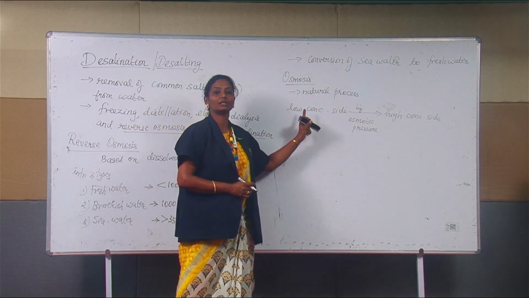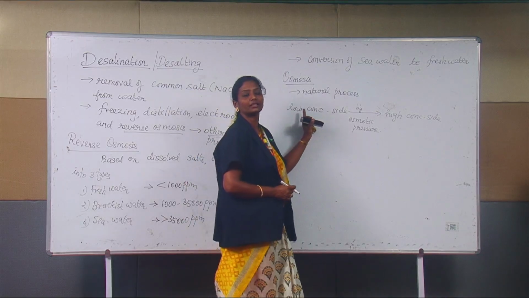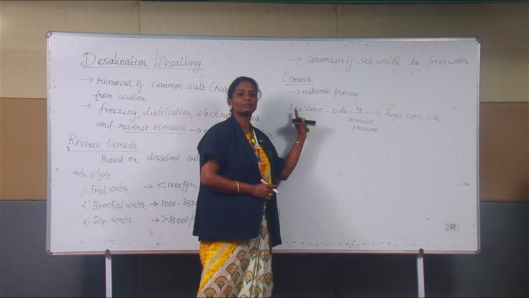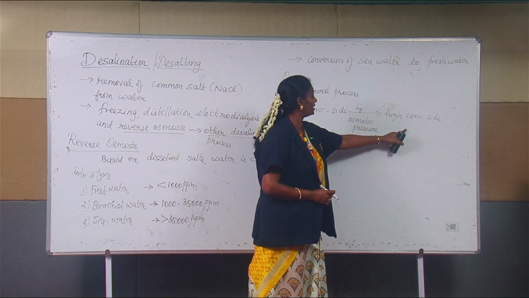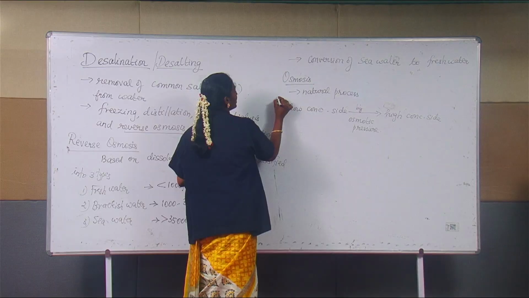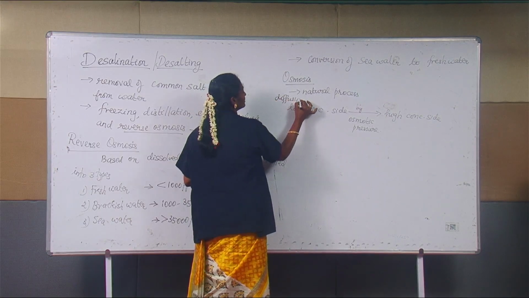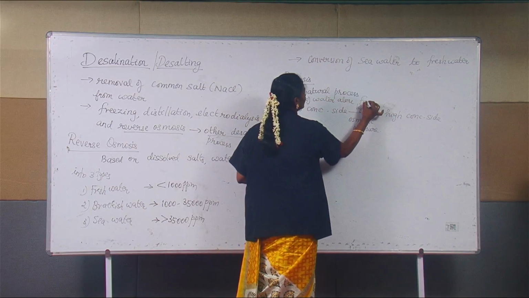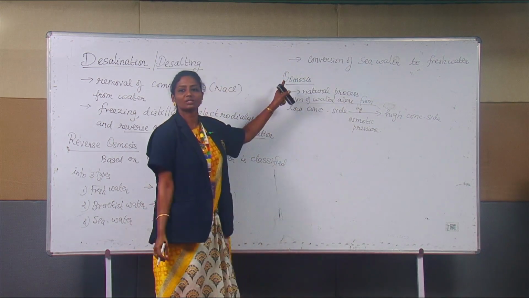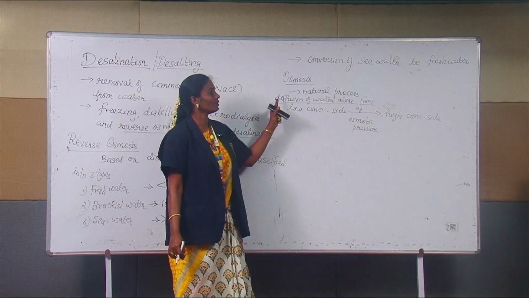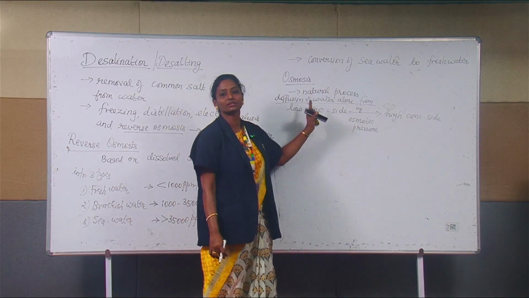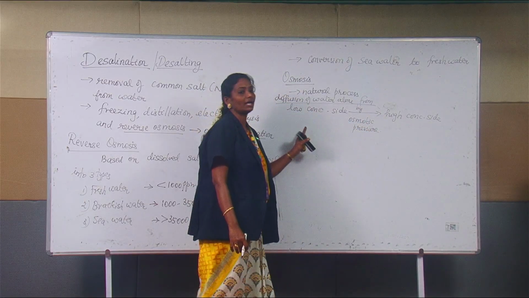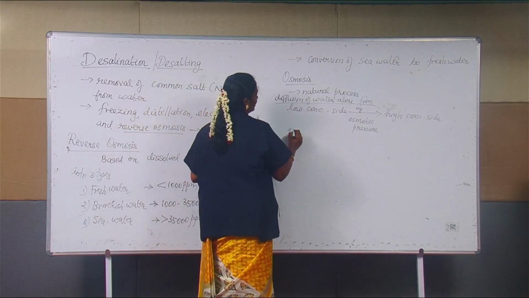When two solutions of different concentrations are separated by a semi-permeable membrane, only water gets diffused from the low concentrated side to the high concentrated side. So here we can write diffusion of water. Osmosis is a natural process where the diffusion of water alone takes place from the low concentration side to the high concentration side by applying osmotic pressure. Now we would be able to understand reverse osmosis.